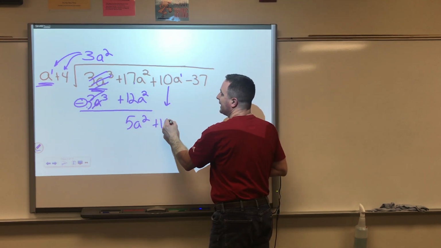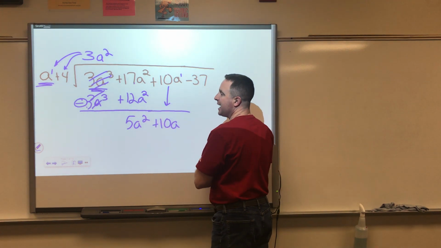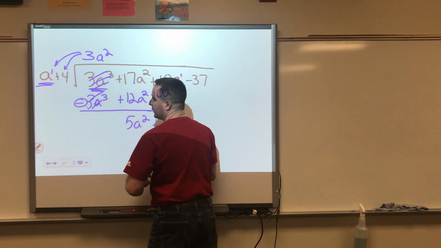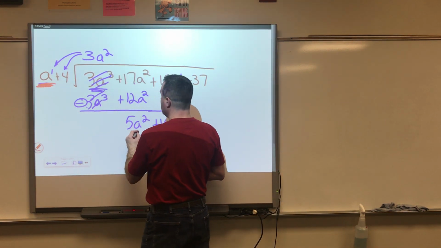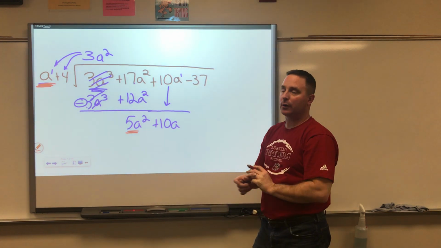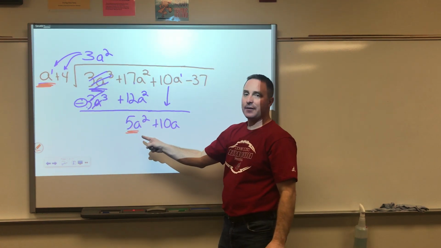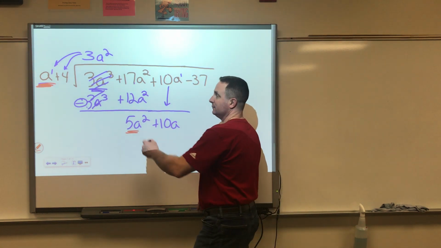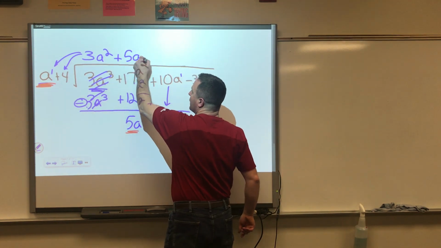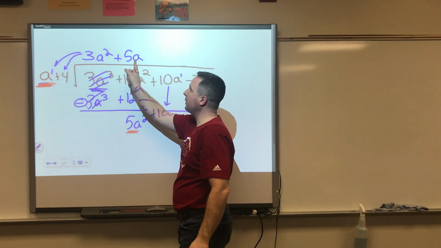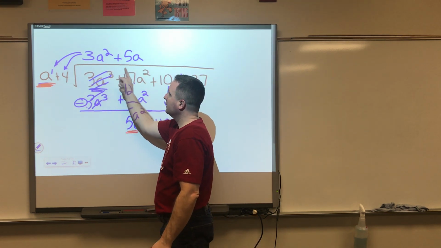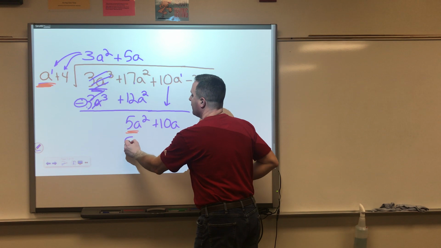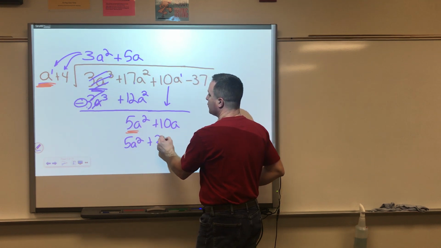I bring down my 10a, and then I do it again. Let's look at the first term. a and 5a squared. What do I need to multiply a by to get 5a squared? It needs a 5 and an a. Plus 5 with an a. And just like I did with the first number, I'm going to distribute. I'm going to multiply, and I get 5a squared plus 20a.